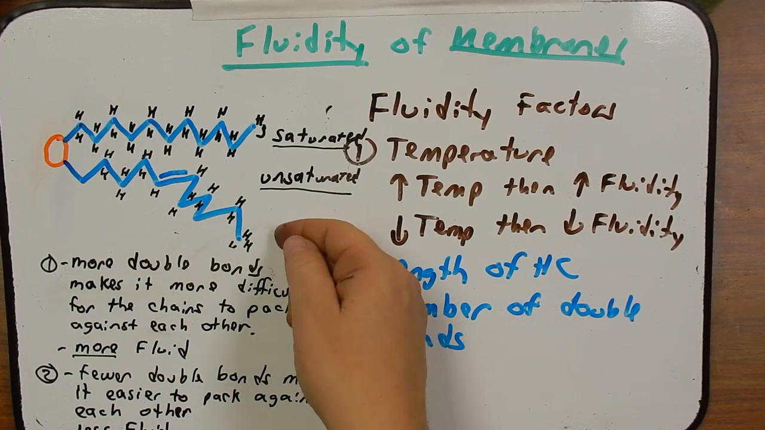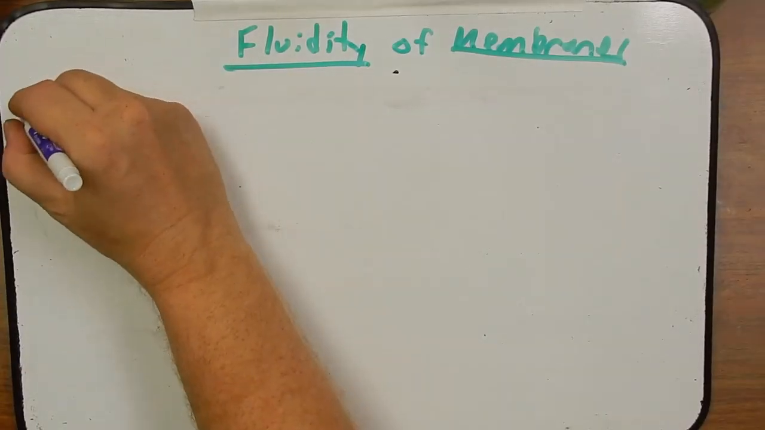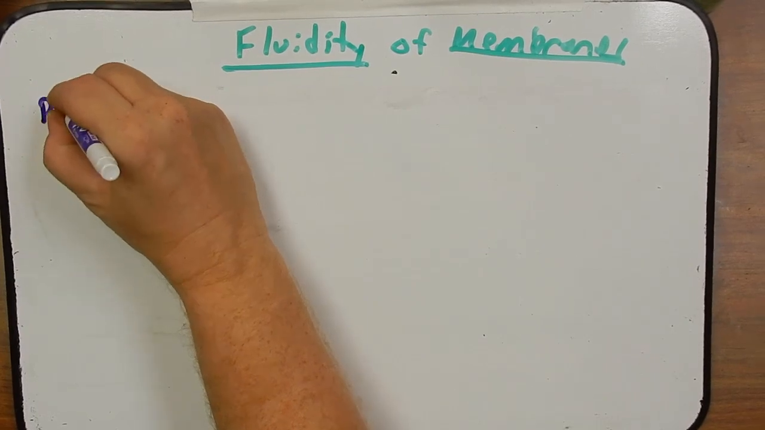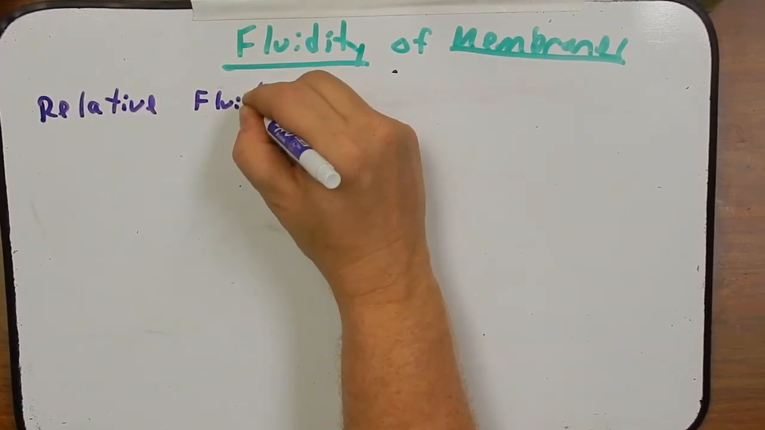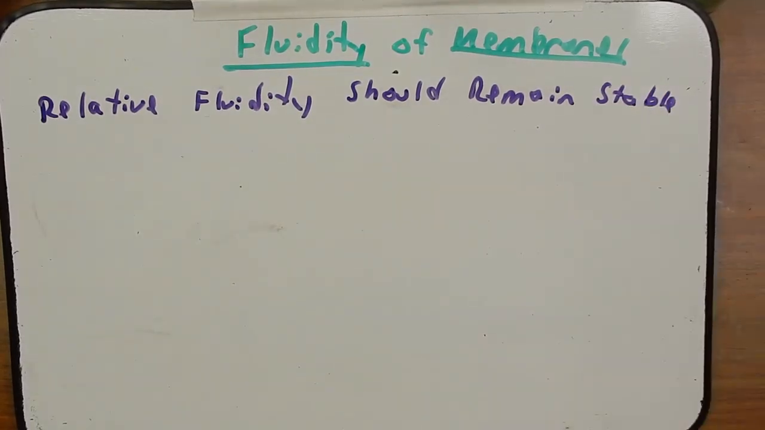So how can these influence membrane fluidity in temperature, or can they? What can be changed and what can't be changed. So I'm going to erase this and talk about two different strategies. So remember that the relative fluidity should remain stable. Obviously there are some exceptions to that, but that's the goal. The fluidity of our membranes doesn't change that much, but the temperature does, and other factors do.